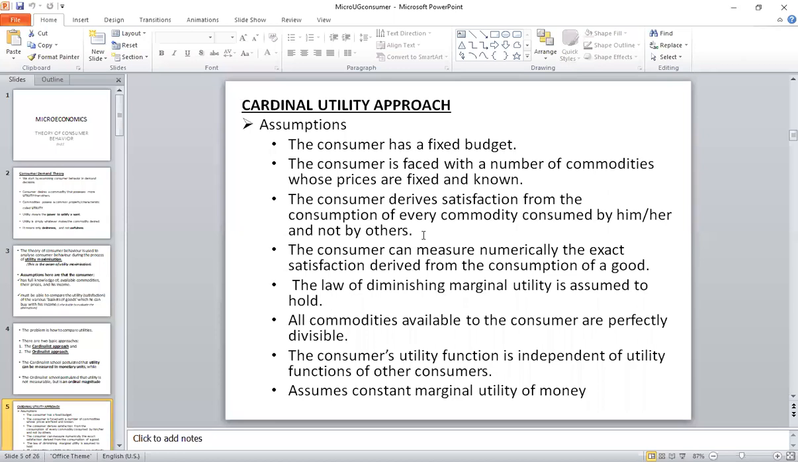Then the consumer can measure numerically the exact satisfaction derived from the consumption of a good. So for instance, when you bite an apple, whenever you bite, you can know, okay, these are 2 units or 2 utils or whatever. So you can measure numerically. That is the assumption. The law of diminishing marginal utility is assumed to hold.